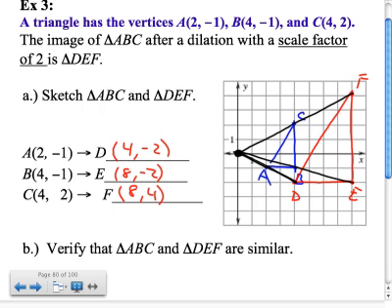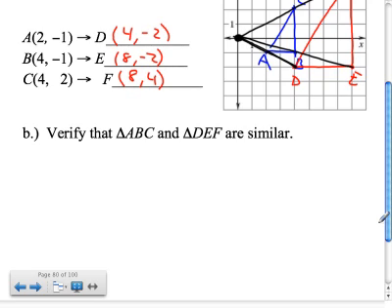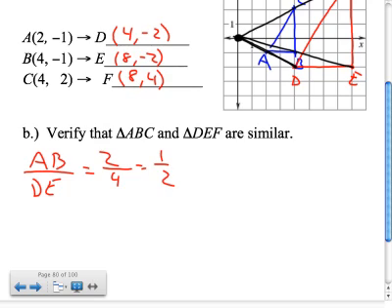Okay, part B says verify that they are similar. I can do this a few different ways. What I'll do is just look at the length of each side. I'm going to use our side-angle-side shortcut here, because the length of AB is easy to find, and that corresponds with the length of DE. I can just count here. The length of AB, if I look back up at my graph, is 2 over the length of DE, which is 4. That's 1 over 2.